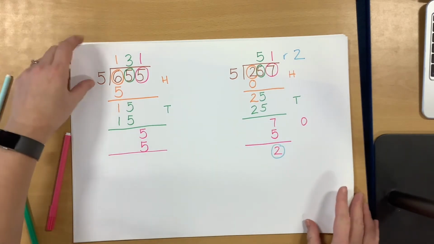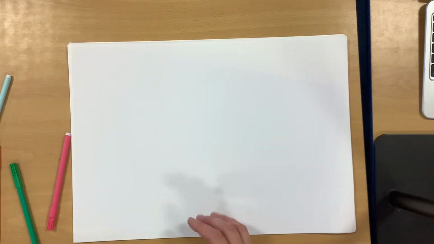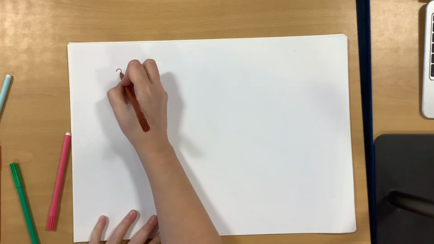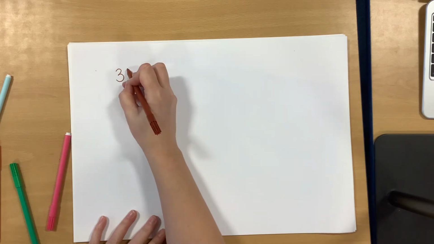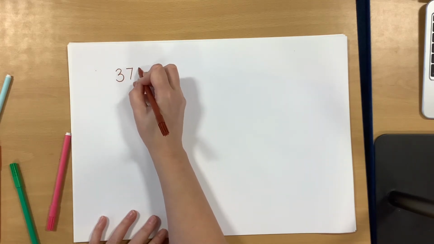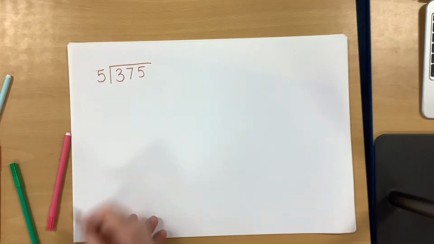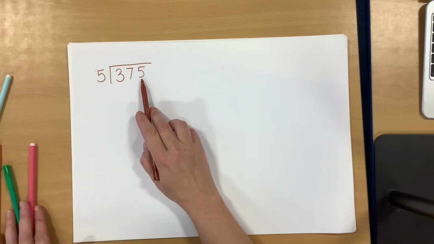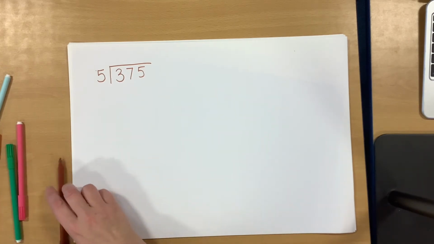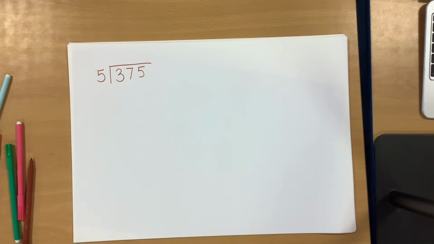Okay, let's do another one. This time I will put it up. I want you to have a go and then I will go through it. Okay, so let's do 375 divided by 5. Now, you should automatically spot that it's going to have no remainder because it ends in 5. It's going to be a multiple of 5. Okay, right, have a go and we'll come back with the answer.